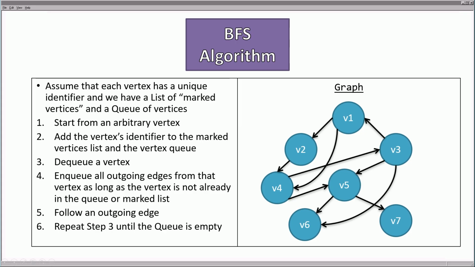More specifically, we start from an arbitrary vertex just like before. We add the vertex's identifier to the marked vertices list and to the vertex queue. We then immediately dequeue a vertex. We then enqueue all outgoing edges from that vertex as long as the vertex is not already in the queue or the marked list. Once we have done that, we follow an outgoing edge, and then we repeat step 3 until the queue is completely empty.